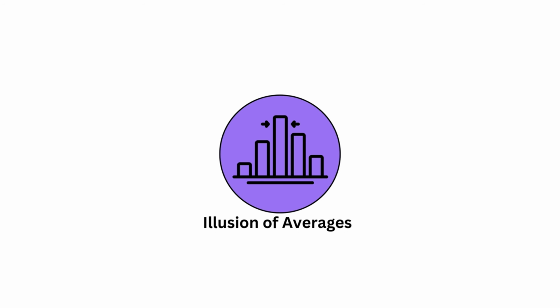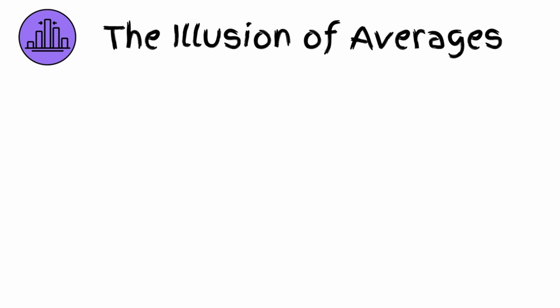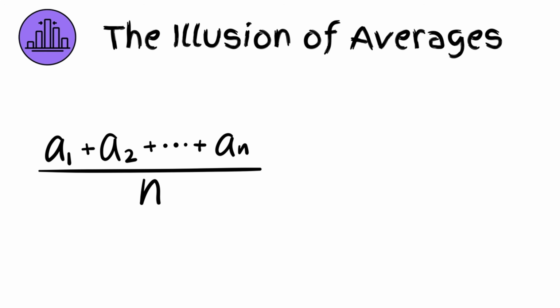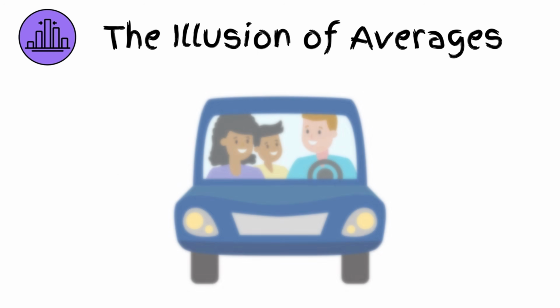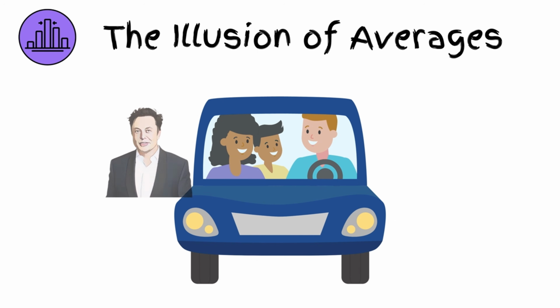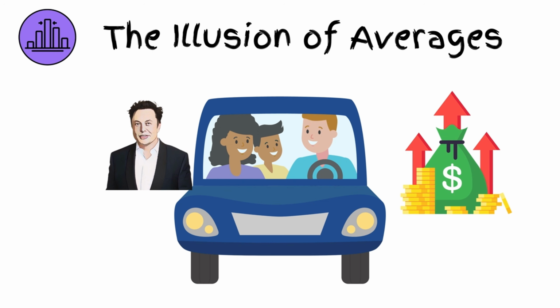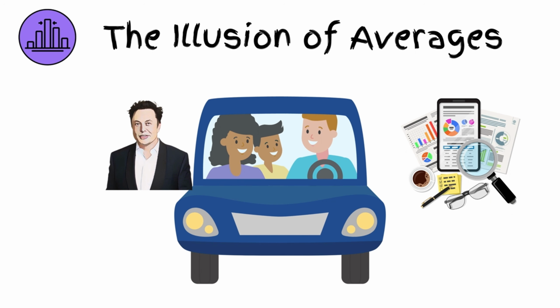Illusion of averages. The illusion of averages is the false belief that average numbers always give the full picture. For instance, imagine riding in a car with 2 friends, then Elon Musk joins. Suddenly, the average wealth in the car is sky high, but it doesn't reflect reality for everyone. This is why, especially in business and investing, you should dig deeper beyond the averages.